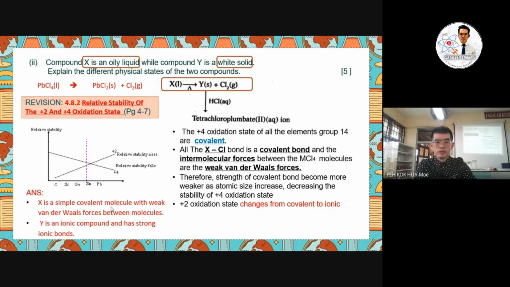First mark for X. Second mark for Y. You have to give the structure and the force. So you just add on any information you have not stated in your answer. Total 5 points for this section.